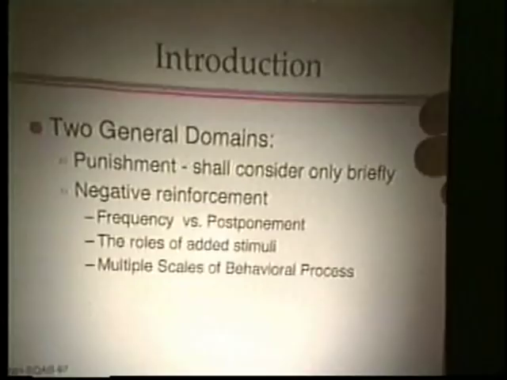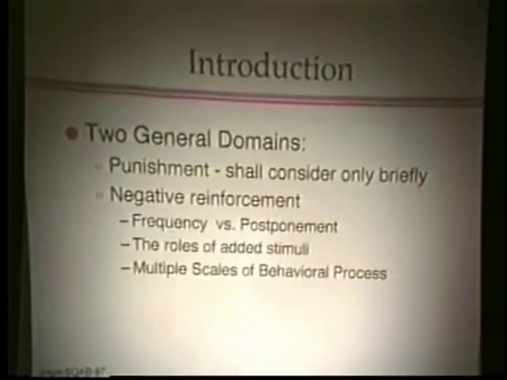Okay, let's move to the second one. First off, aversive events and behavior certainly can be categorized, or traditionally have been anyway, into two general domains. One concerns the domain of punishment, and the other, the domain of negative reinforcement. I will only be saying a few things about punishment, although the topic certainly is an important one. The area of negative reinforcement I will break out in a little more detail, as you can see, dealing with frequency versus postponement of events, the roles of added stimuli, and what this has to say more generally about behavioral process, specifically regarding multiple scales of behavioral process.